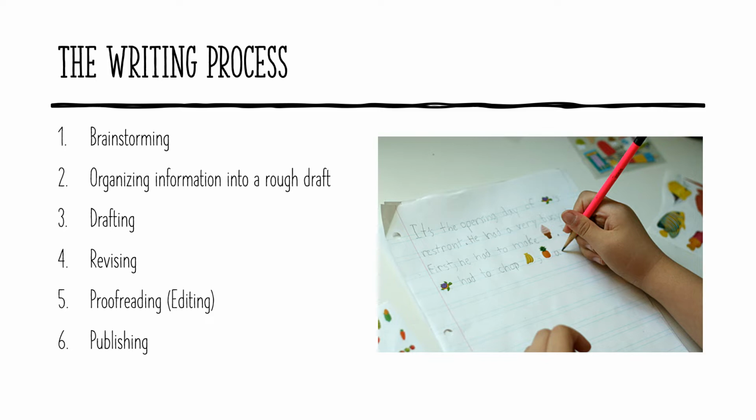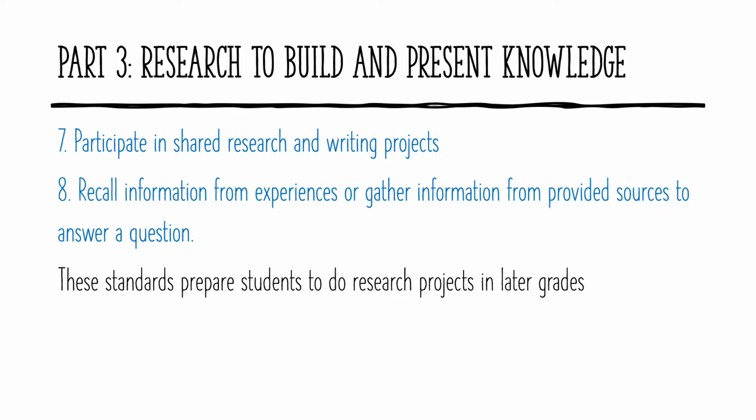Then we revise, and revising is moving things around, changing the organization, changing the kind of words we use, adding more words, realizing that some words we don't need. And then the next step is proofreading or editing, and that's where we just check the spelling, grammar, capitalization, punctuation. And then finally we publish. And publishing means to make it public. Publish and public come from the same root, so it means to share your writing with someone else.